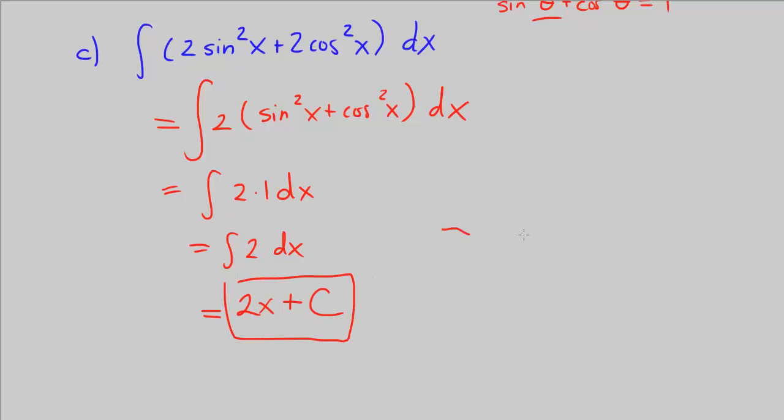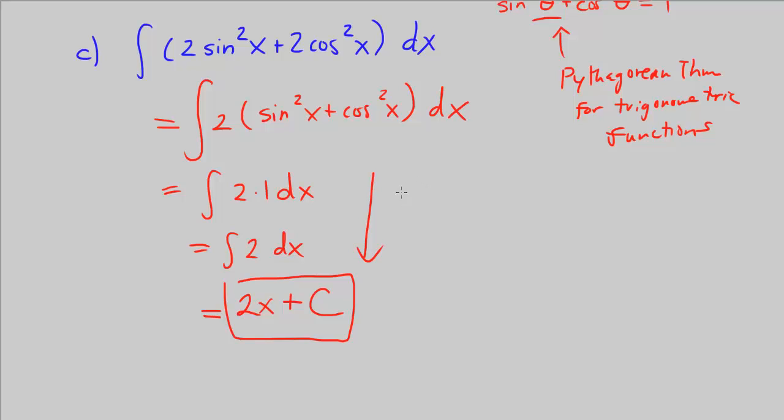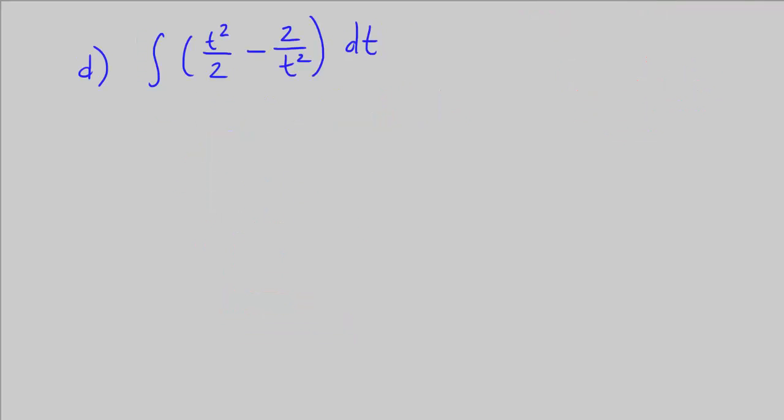And don't forget to write your short description of the method you used, right? This was the Pythagorean theorem for trigonometric functions, right? And then we were able to go ahead and apply the opposite of the power rule for integration. All right, finally we have D.